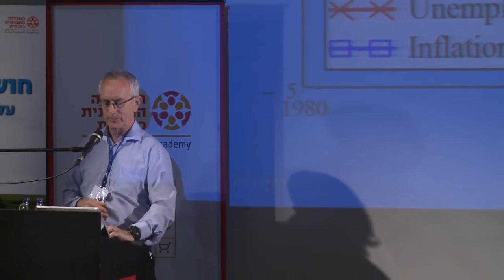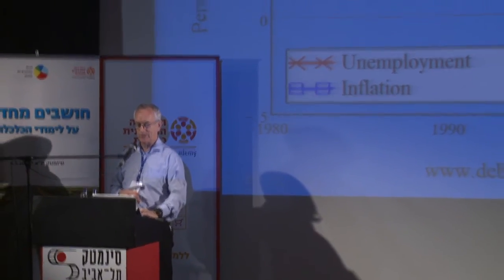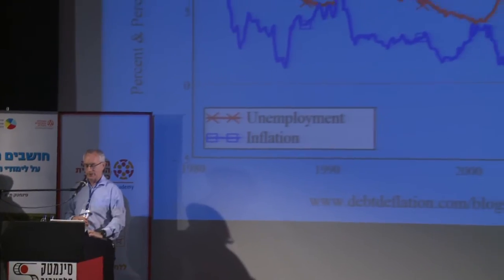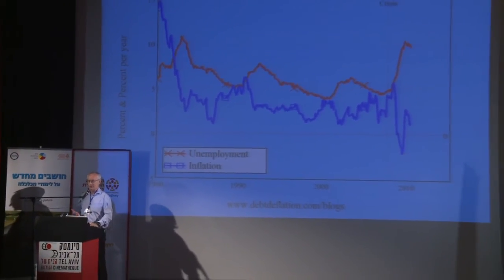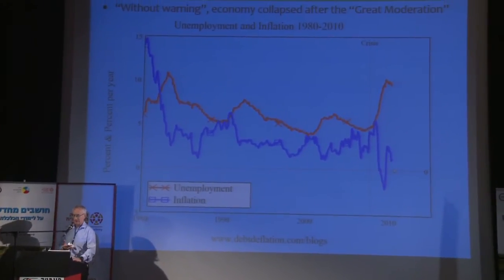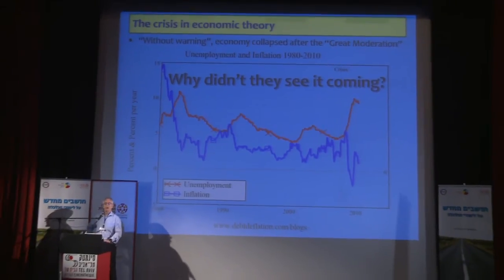So without warning, I got that in inverted commas deliberately, the economy collapsed after the Great Moderation. So if you chart inflation and unemployment, which are the two indicators they're looking at, you have this wonderful period of diminishing cycles. Each peak, as you notice in unemployment, is lower than the previous peak. Inflation's also trending down, then bang, the crisis hits, unemployment rockets up, and inflation temporarily becomes deflation before the huge rescue efforts pumped in, then trending back down again, of course, which is now getting close to zero, if not already zero in America. So why didn't they see it coming?